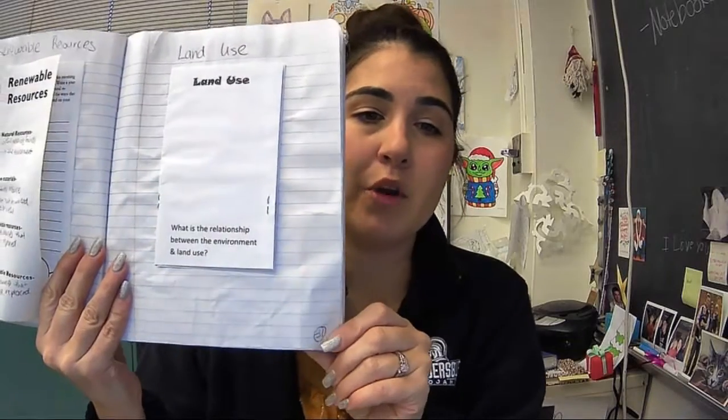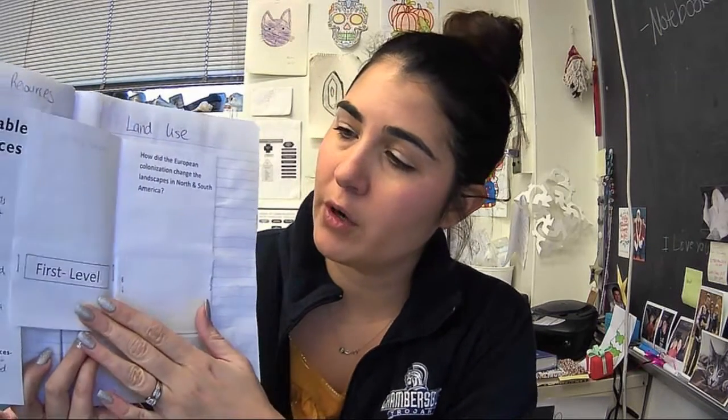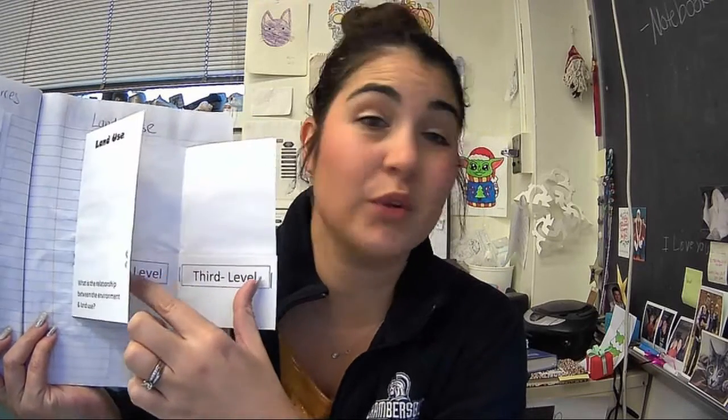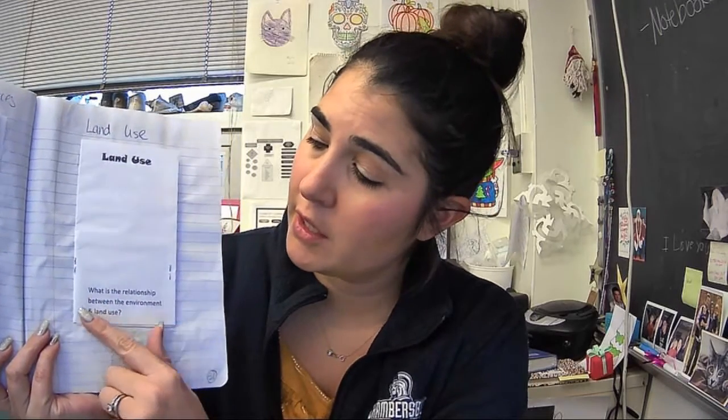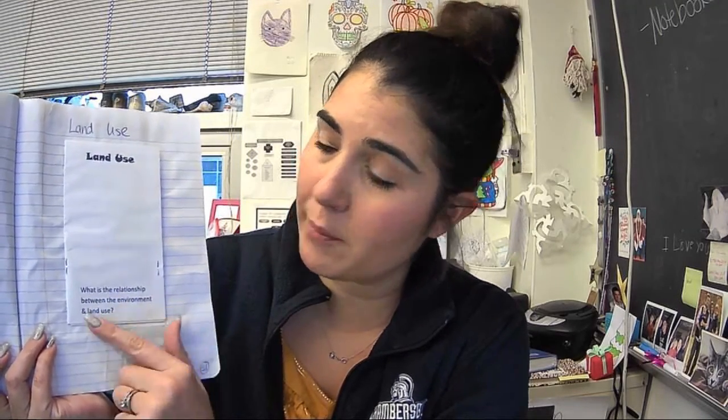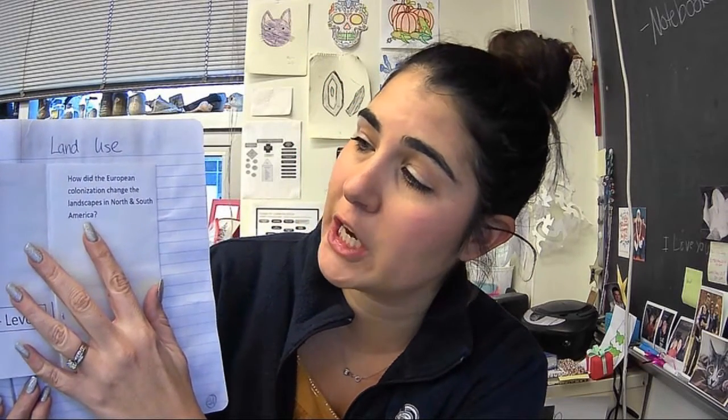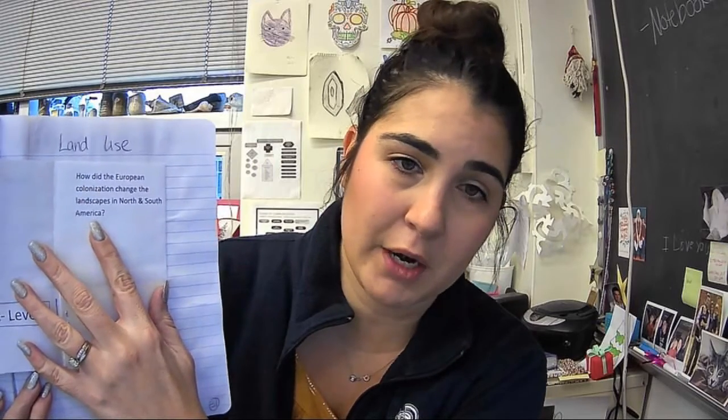The second thing that you will do is, on notebook page 31, you should have the land use foldable, and you folded it and you glued it, and you should have stapled the certain areas. If you have not done that, you need to do that. But then there are two questions that I would like you to answer. There's what is the relationship between the environment and land use? And then there's also another question, how did the European colonization change the landscapes of North and South America? So you want to answer those two questions.